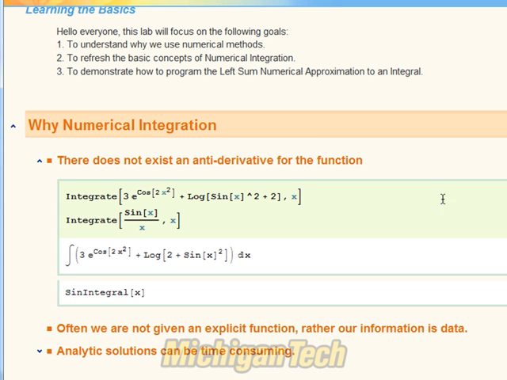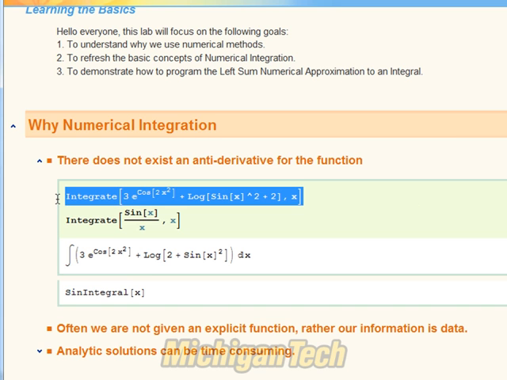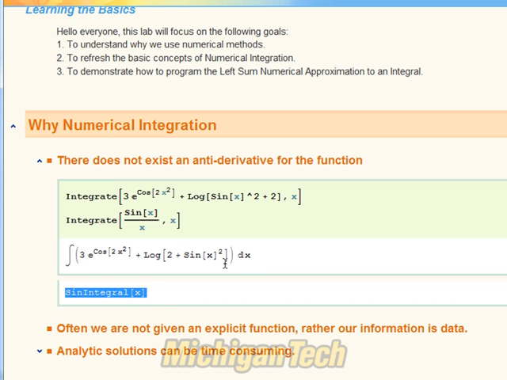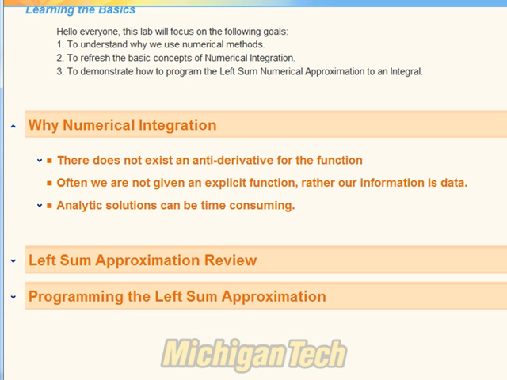For the first problem, Mathematica simply returns the question unanswered. In the second case, Mathematica still generates an output, but it is in the form of a special function. So these are two examples of functions that do not have antiderivatives, and thus we would have to use numerical techniques. The next reason is that often we are not given an explicit function, but rather our information is data.